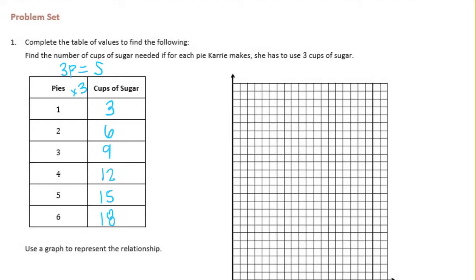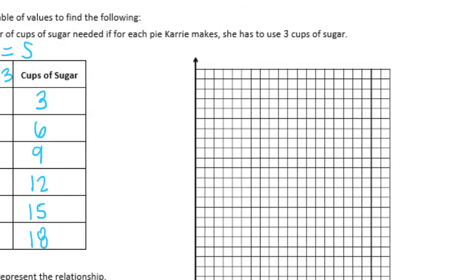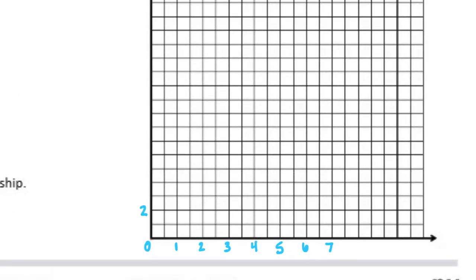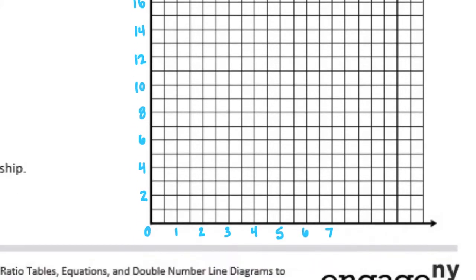So let's do the number of pies here. So we have 0. I'm going to skip lines just to make it easier to see since they're so close together. 3, 4, 5, 6, 7, and then I'll do cups of sugar. I'll go by 2s. So 2, 4, 6, 8, 10, 12, 14, 16, 18, 20. Okay, now we can plot.